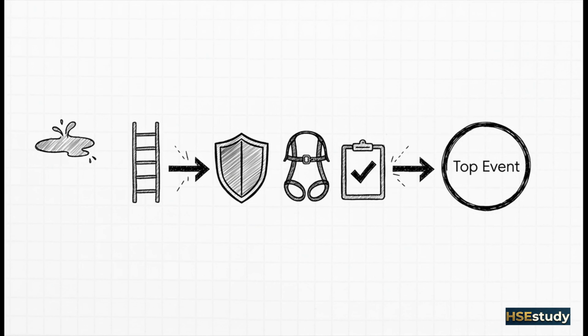So how do we stop those threats from ever reaching the top event? Well, that's where our preventative barriers come in. These are all our proactive defenses on the left side of the Bowtie. Things like fall protection training, installing proper guardrails, and having good supervision, these are all barriers designed to stop the fall before it can happen.